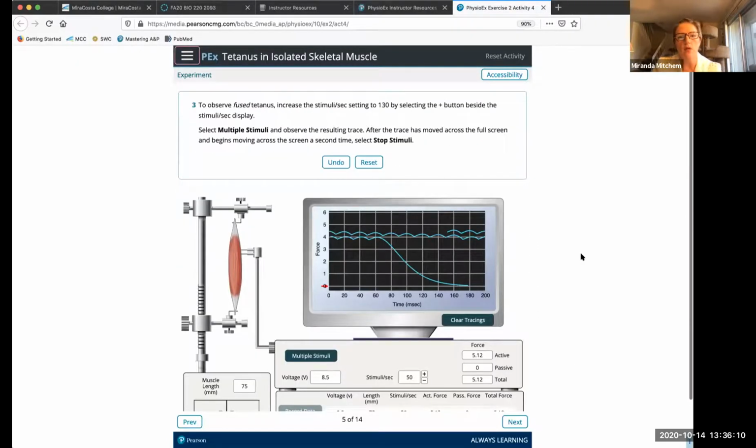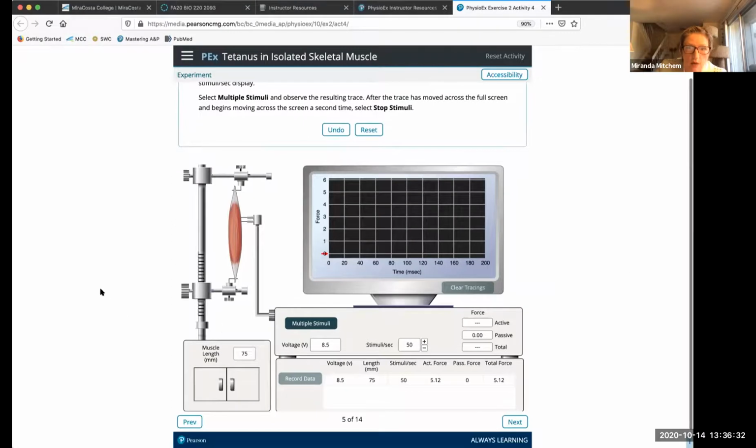Okay, so now we're going to look. So this is unfused because we still have some variance. The frequency of the stimuli are far enough apart that it's unfused tetanus. We're going to now look at fused tetanus. Let's get rid of this.